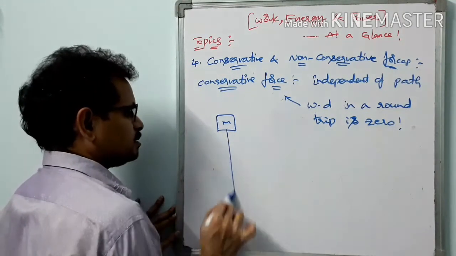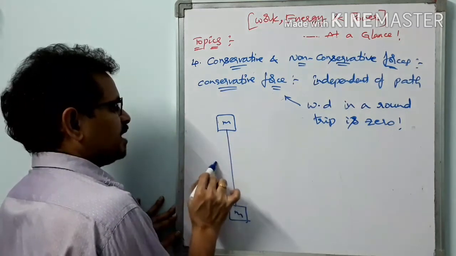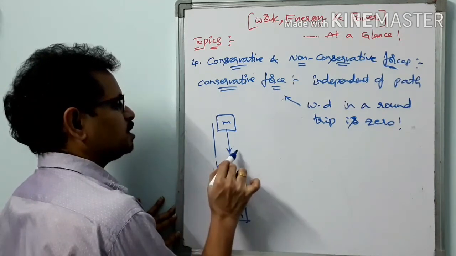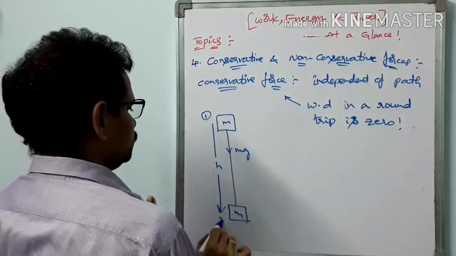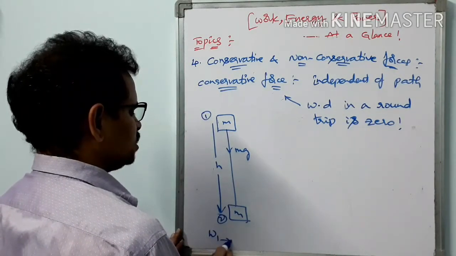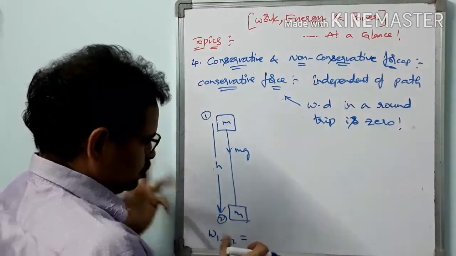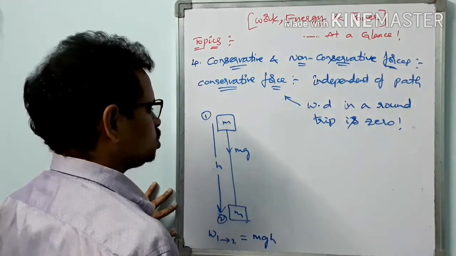So a block m is falling from height h like this, due to gravitational force mg, from position 1 to position 2. So in this case, what is the work done from 1 to 2? From 1 to 2, the force is mg and the displacement is h, both in the same direction, therefore F into s, mg into h, positive work only.